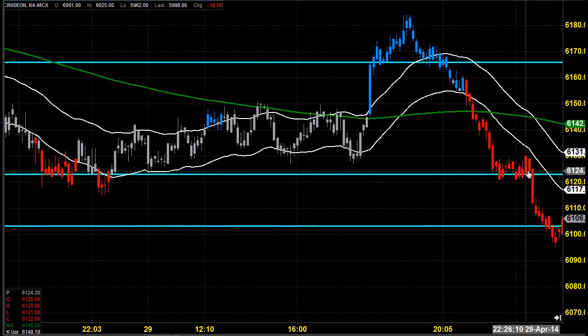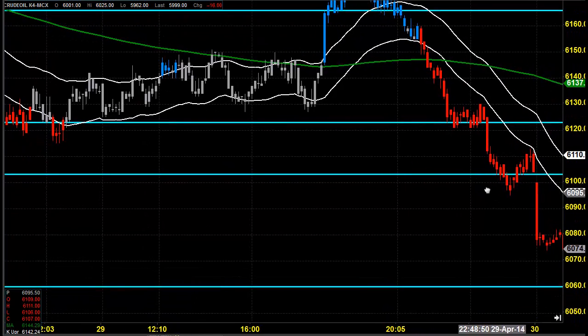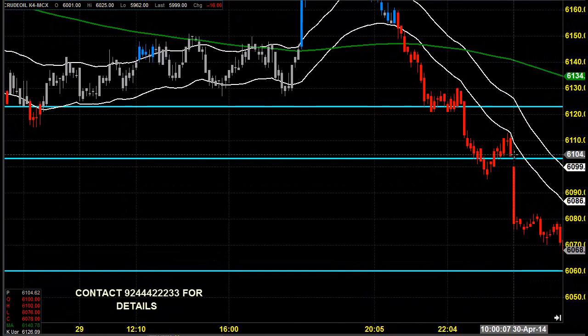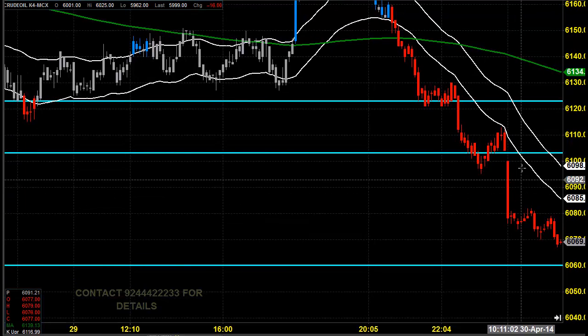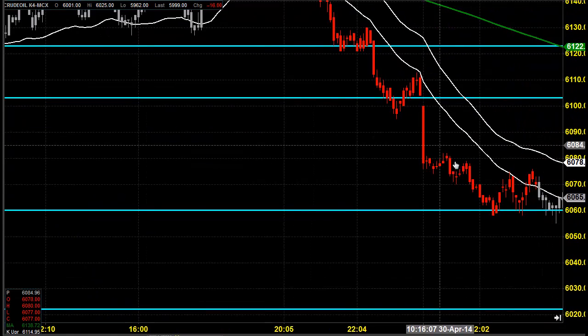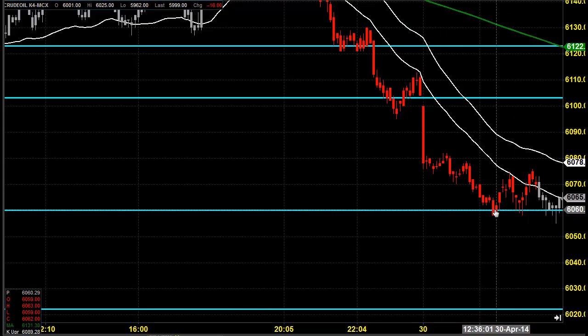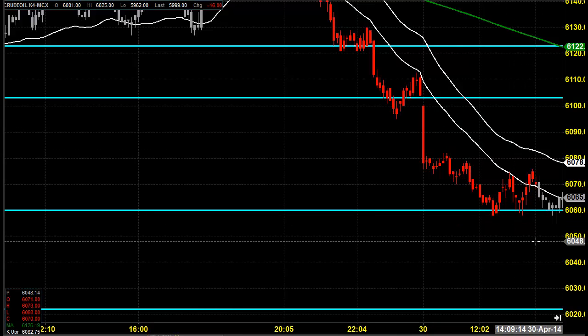There was a consolidation because it is a major zone. After breaking that, there was a straight fall and the price closed there around 6100. The next day the price opened below that 6100. It was a free fall, so that happened. The next stop was 6060. That was our target expected zone.